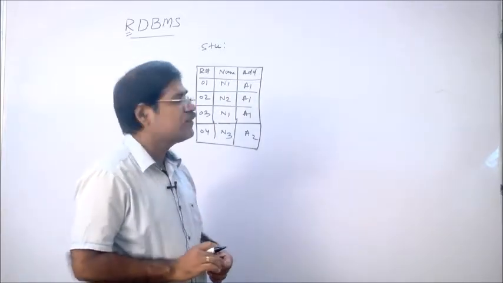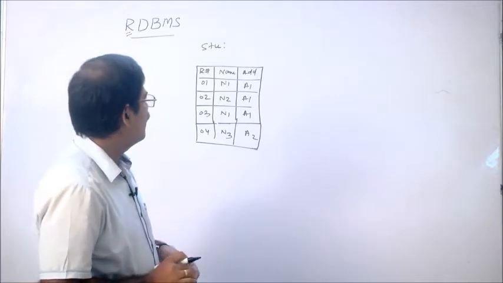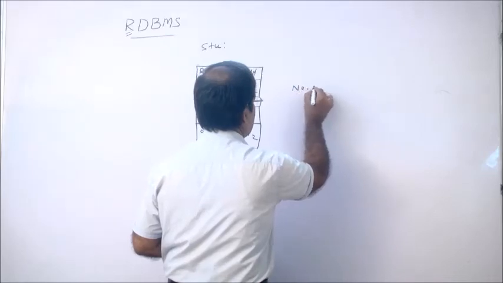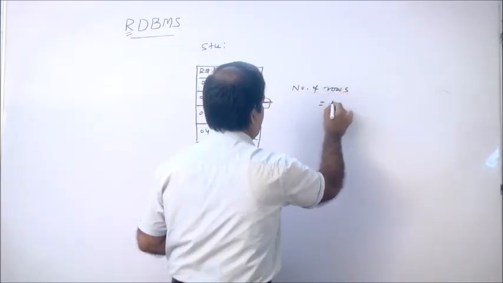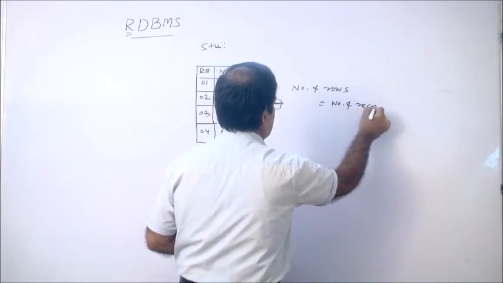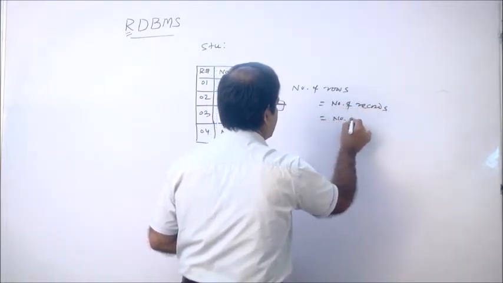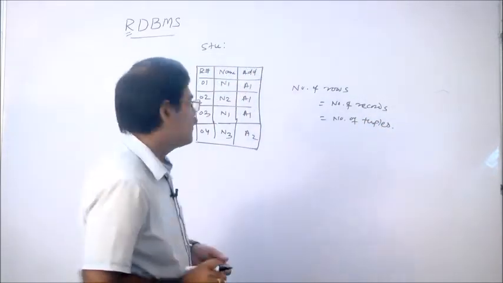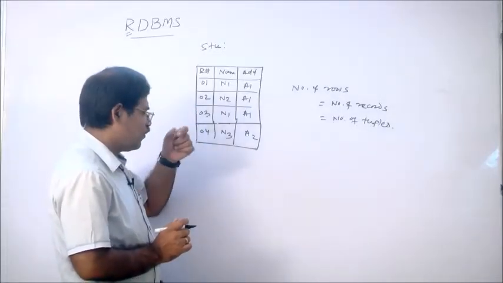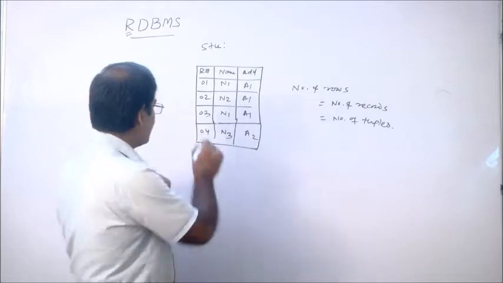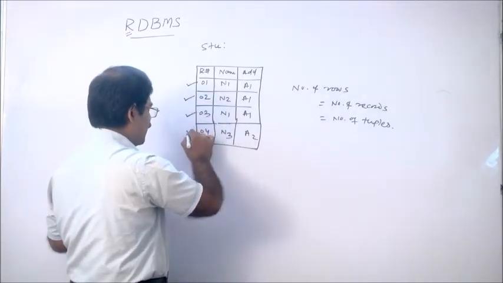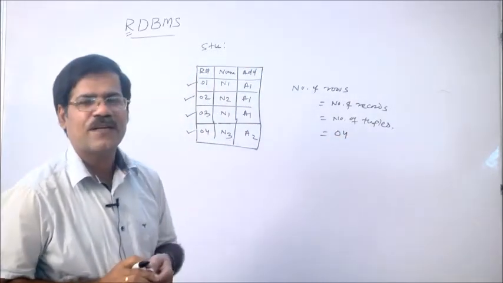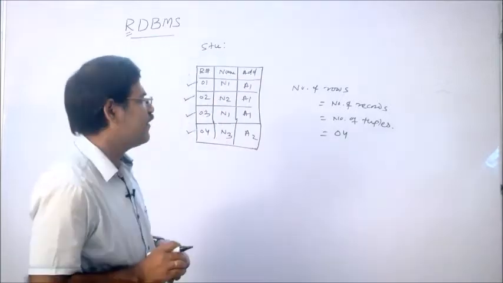So, here student is a table or student is a relation. How many records does this table contain? The number of rows is equal to the number of records, or that is called the number of tuples. A row is called a tuple. This is tuple 1, tuple 2, tuple 3, tuple 4. There are 4 records: record number 1, 2, 3, 4. So, in this particular table there are 4 rows, so 4 records or 4 tuples are present.